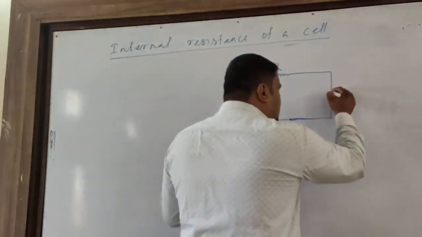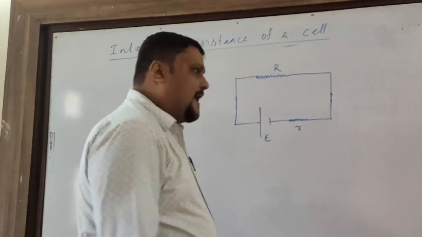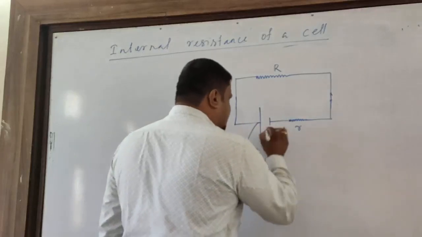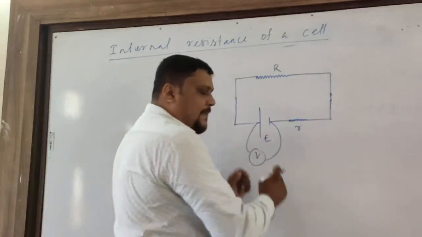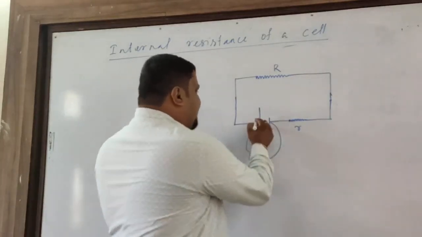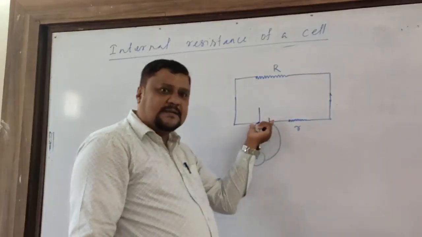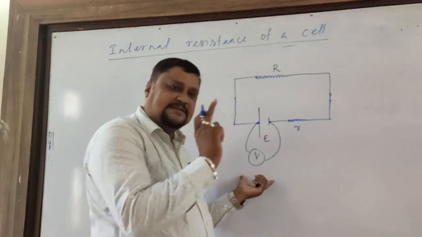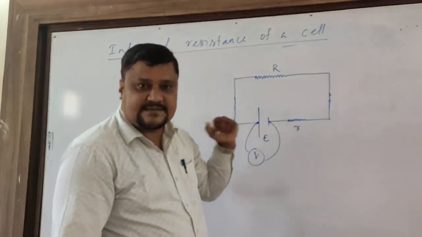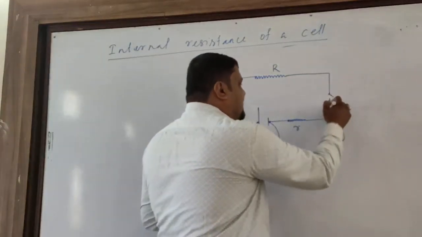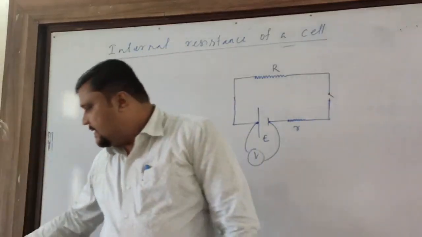But when the key is closed, if I use the voltmeter and measure the potential difference, because the voltmeter is connected in parallel, I find the potential difference between the two terminals. That actually gives you the potential difference. But when it is an open circuit, the voltmeter gives me the EMF of the cell. When it is open, the voltmeter measures the EMF of the cell. That is the difference you already know.